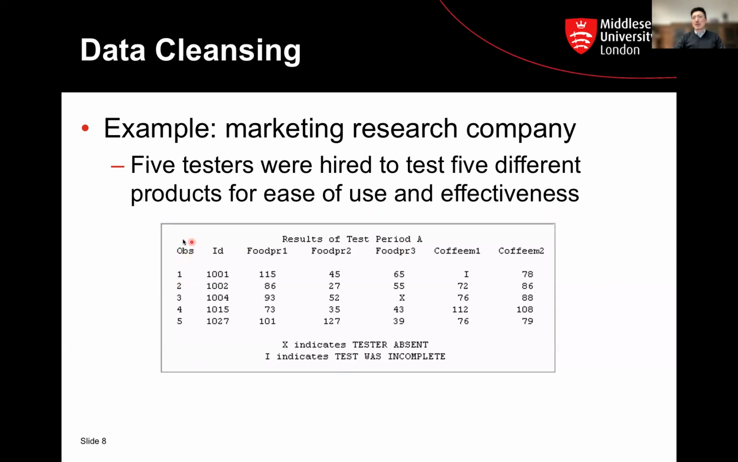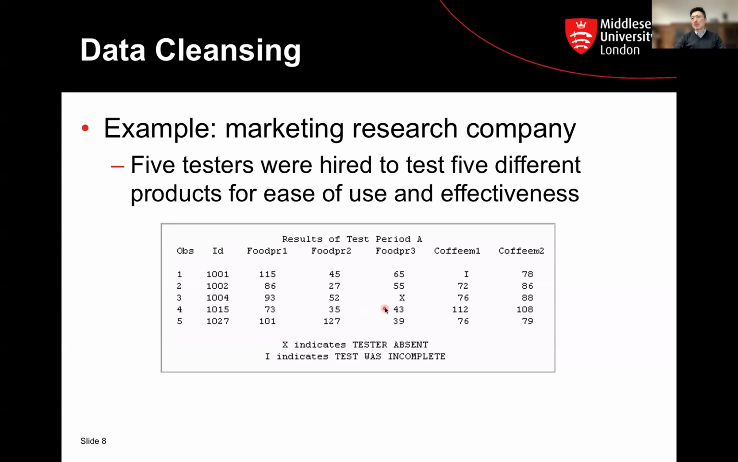So this will be the data they collected. I assume this stands for observations, this is the ID, and these are the 5 products they need to test. Usually most of them would have some values, but they would have these anomalies or issues, say an X indicator, tester absent. So we have an X here.